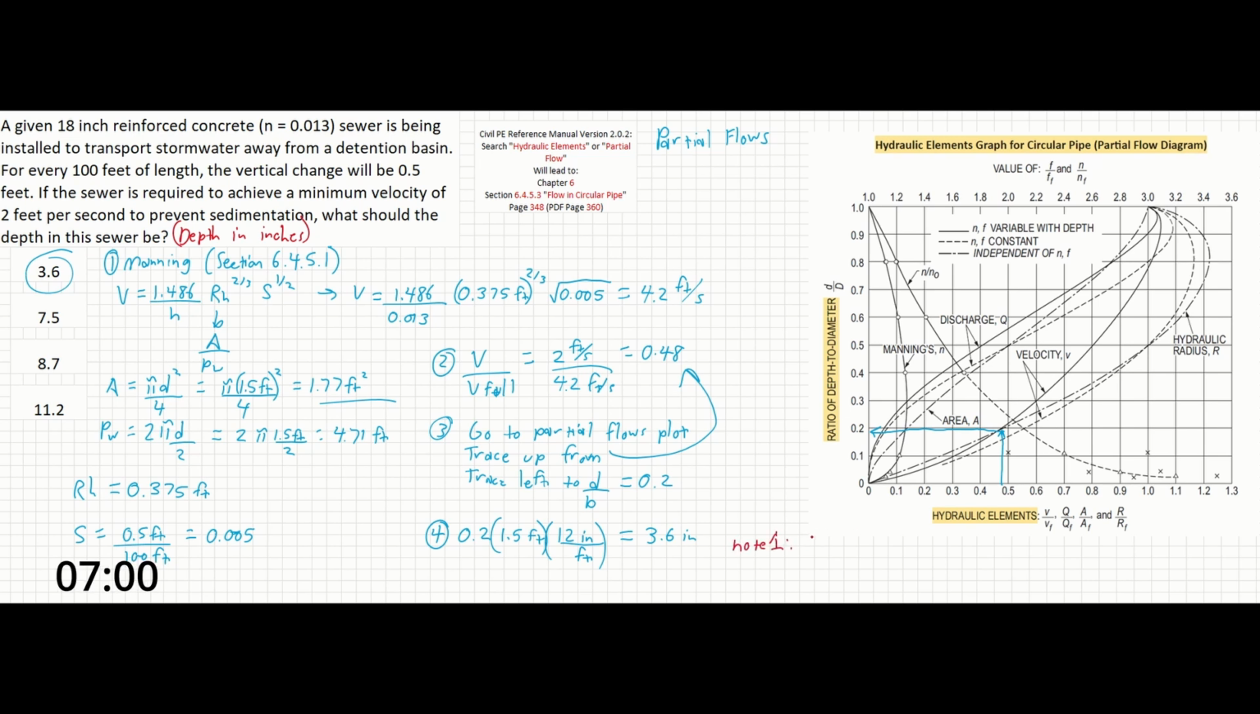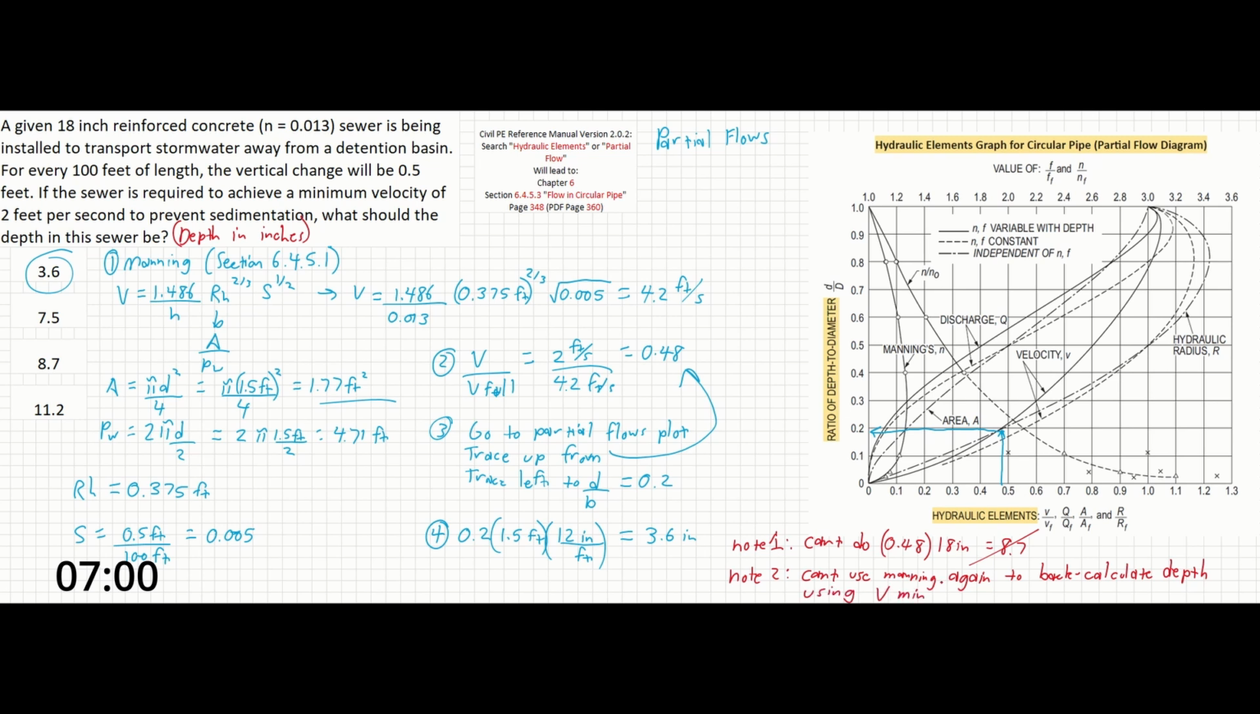Some quick notes. Due to the nature of partially filled pipes, we can't apply our ratio calculated for the velocity directly to the depth. Nor can we plug in the velocity of 2 and back calculate for depth, since we wouldn't know the geometry of the partially full pipe. This is why we are using the partial flow diagram to solve this problem.